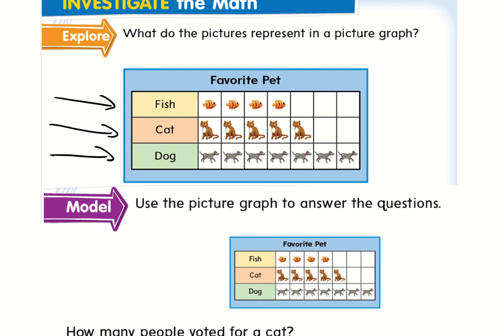How many people voted for a cat? All you have to do is take a look at each vote and look at the cats here, because one of these cats equals just one vote. So all we have to do is count them. I have 1, 2, 3, 4, and 5. So how many people voted for a cat? 5.